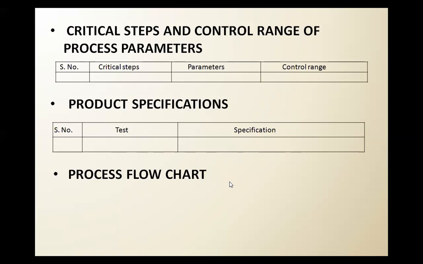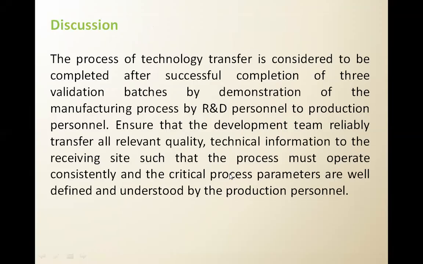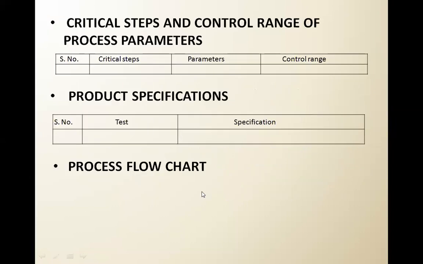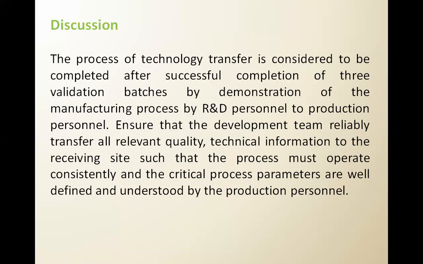Then the process flow charts are there. The process flow chart includes everything from weighing, mixing, granulation, grinding, drying, wet granulation, drying, and then again blending and compression. We have to prepare the process flow charts. Then from this protocol, we can say that the process of technology transfer is considered to be completed after successful completion of 3 validation batches. We have to go for the 3 validation batches.